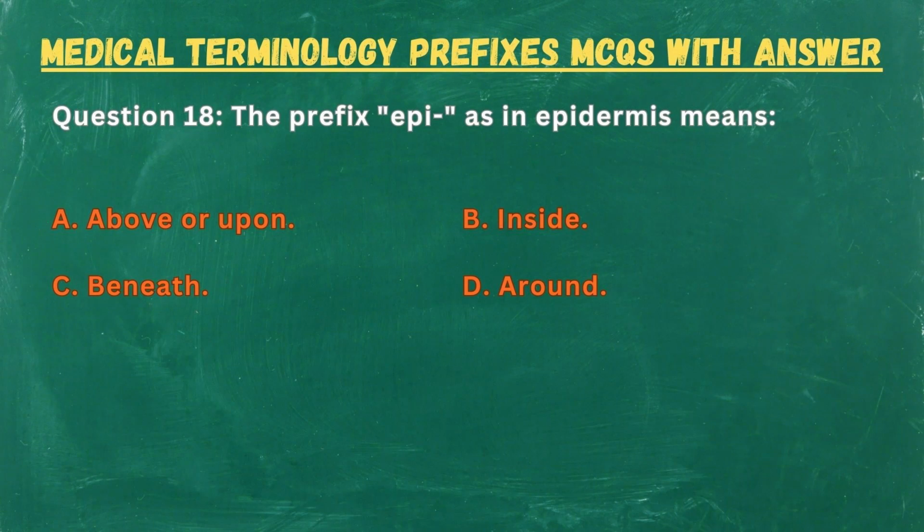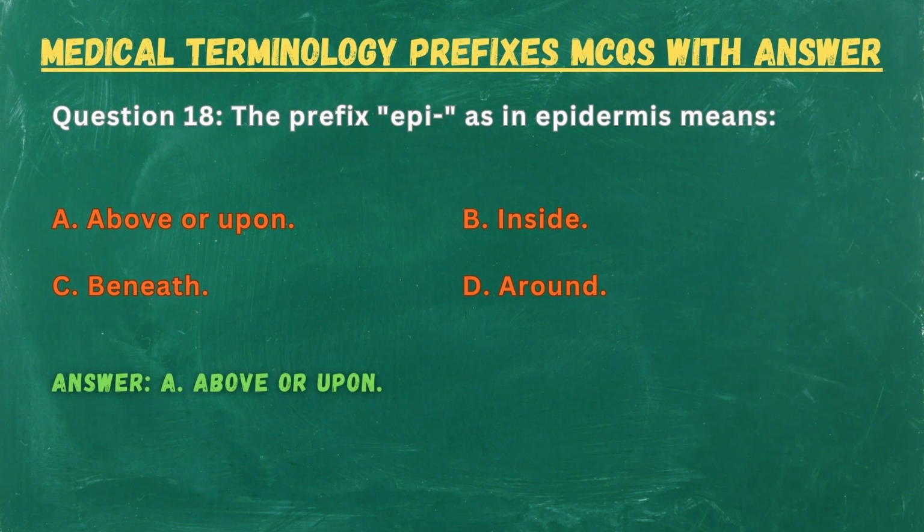Question 18. The prefix epi- in epidermis means: A. Above or upon. B. Inside. C. Beneath. D. Around. Answer: A. Above or upon.